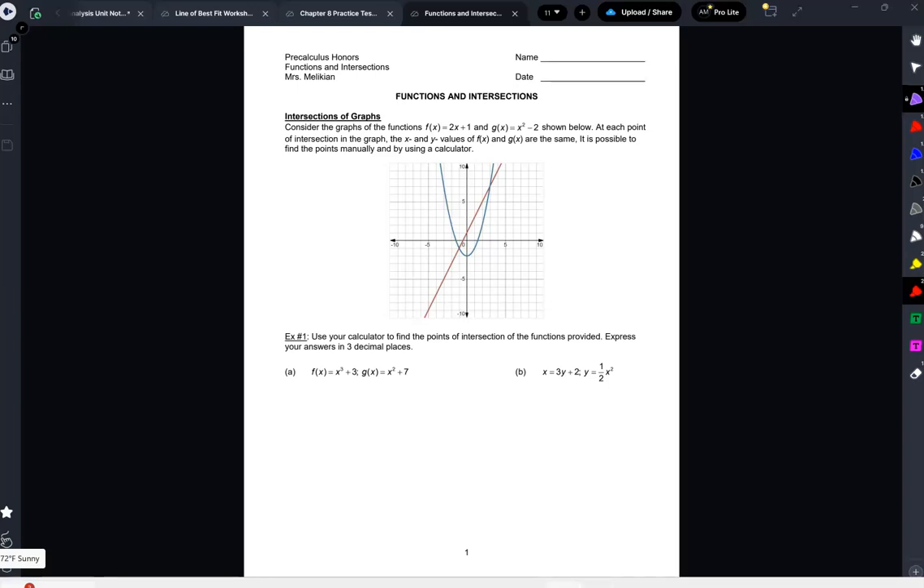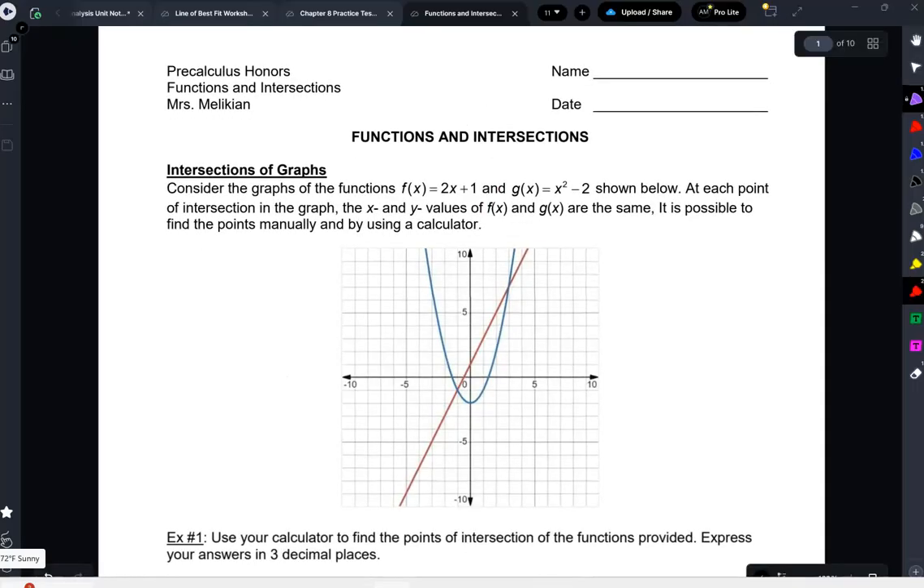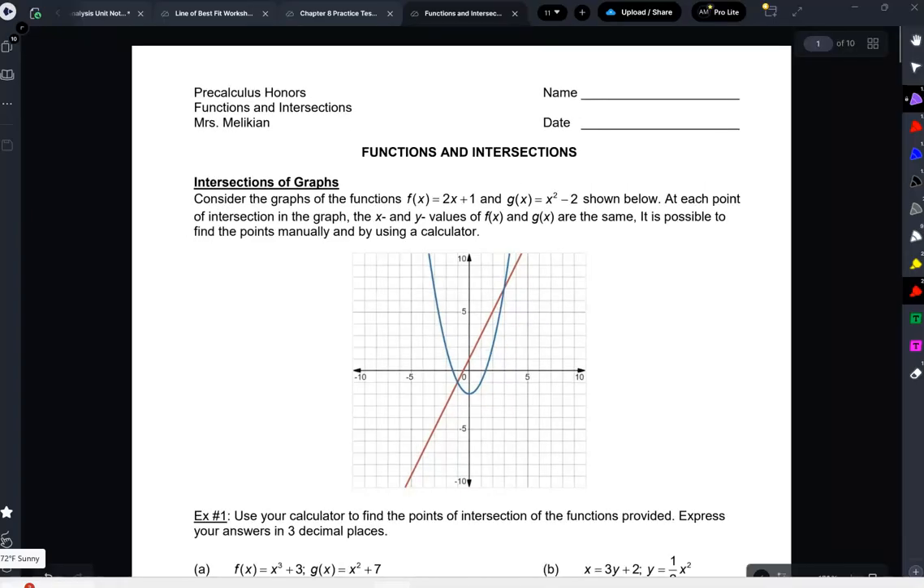If you have two functions and you want to find where those two functions intersect, that is another way of asking, where are these two functions equal to each other? So if we look at this one here, these two, look at this.